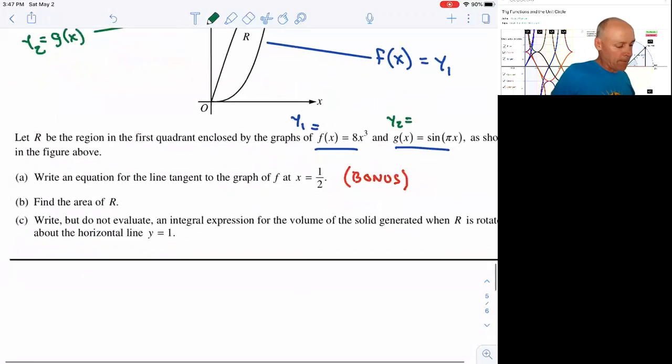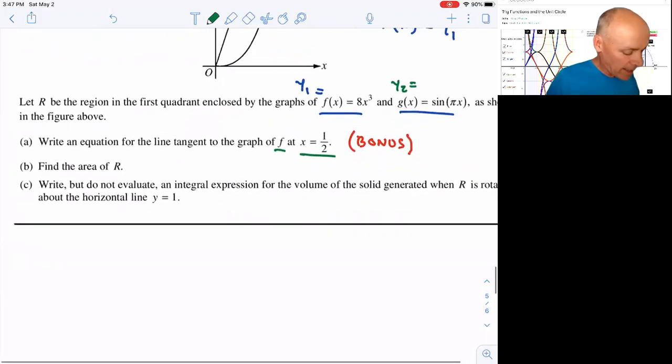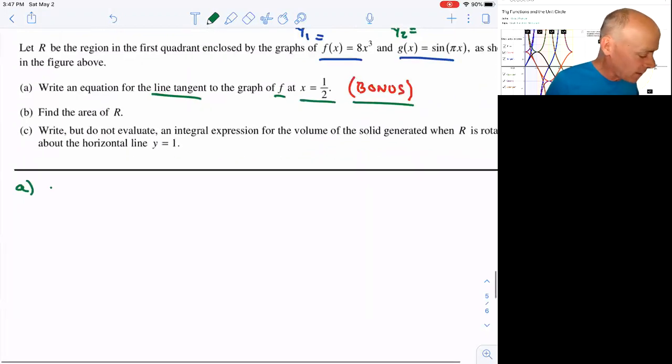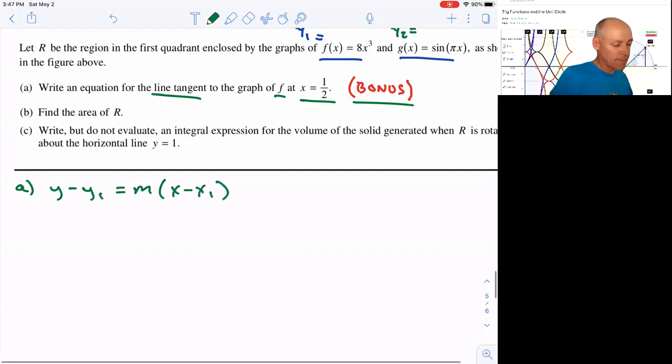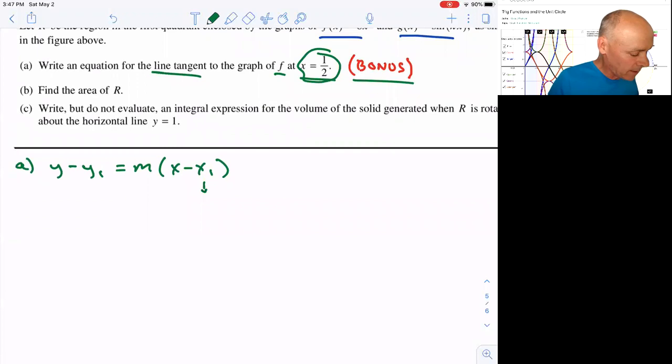Okay, all right. Now, first thing, it says write an equation for the line tangent to the graph of f at x equals 1/2. Gosh, and that was a bonus question. I'm not going to count it against you if you didn't get this one, but hopefully you got it. If I want a line tangent, I'm going to start with my point slope form. y minus y1 equals m times x minus x sub 1. Well, I've got my x value, so that's 1/2, so I can drop that in: x minus 1/2.